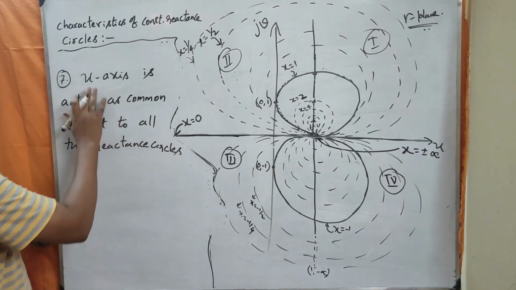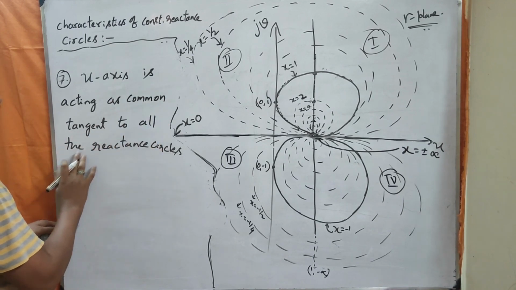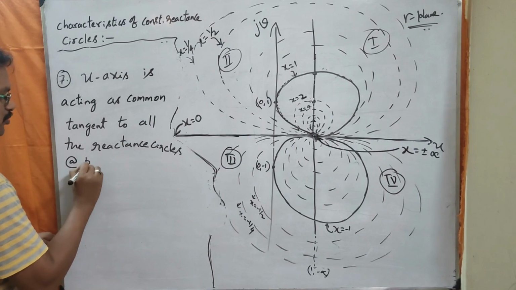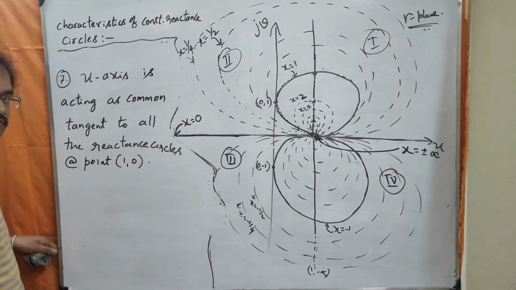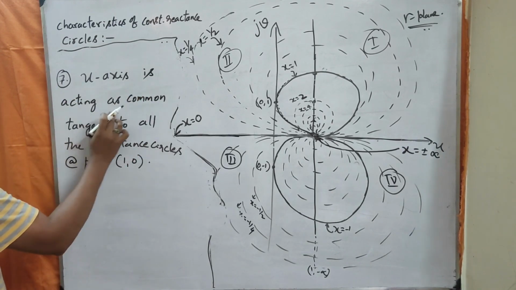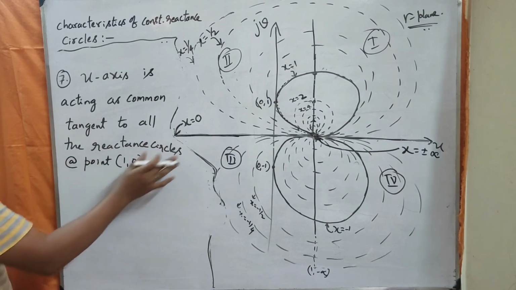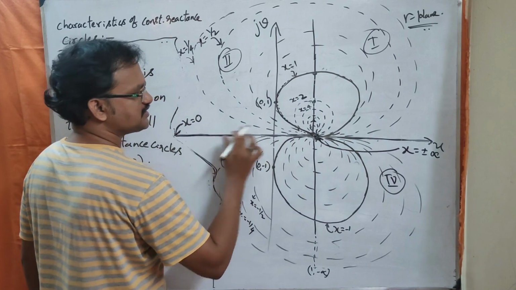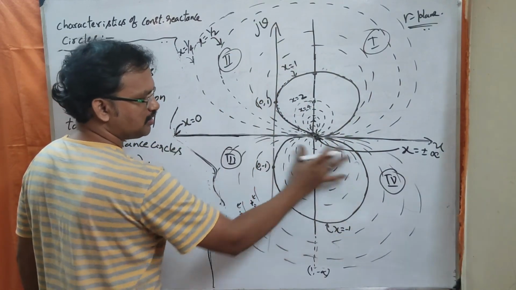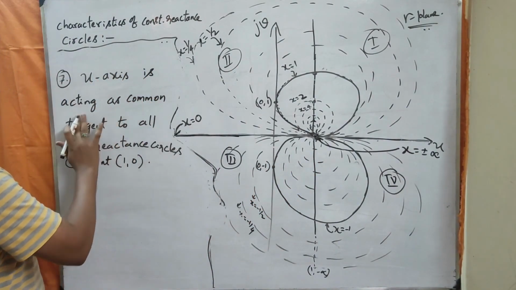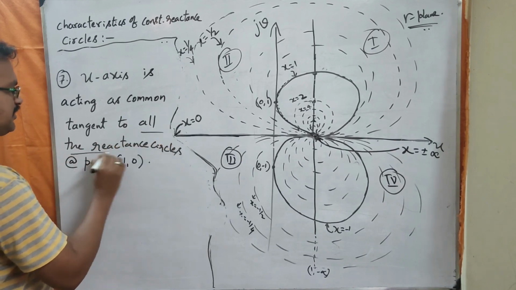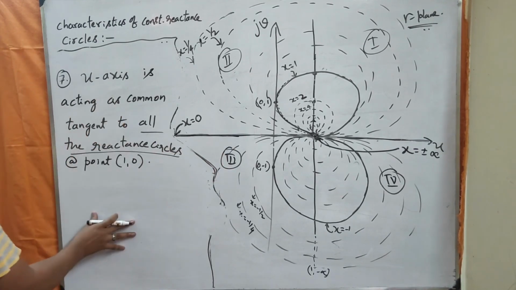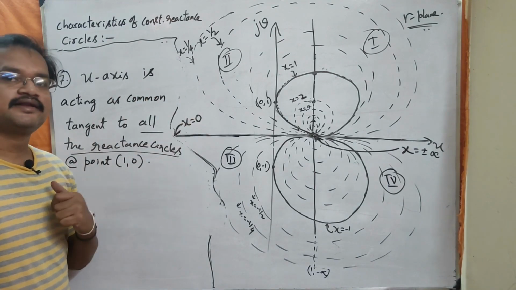To all the reactance circles, the u-axis is acting as a common tangent. At what point? At point 1, 0. So the u-axis is acting as a common tangent to all the reactance circles at point 1, 0. This u-axis is acting as a tangent to all the positive reactance circles and also to all the negative reactance circles, and hence I have simply represented here as all the reactances. That includes both positive as well as negative reactance circles. Understood? Okay, so these are the characteristics of these constant reactance circles.